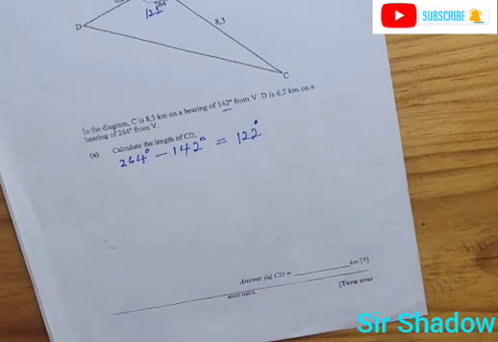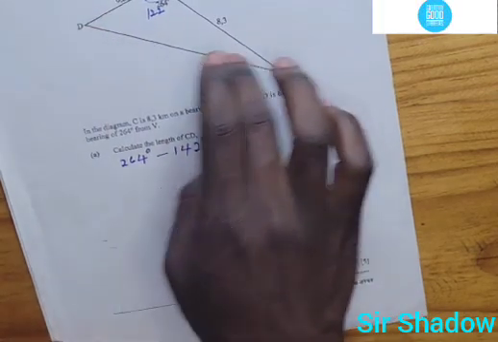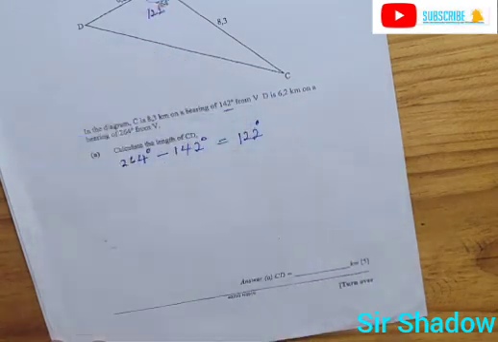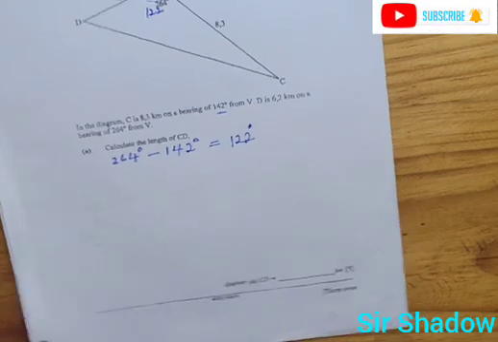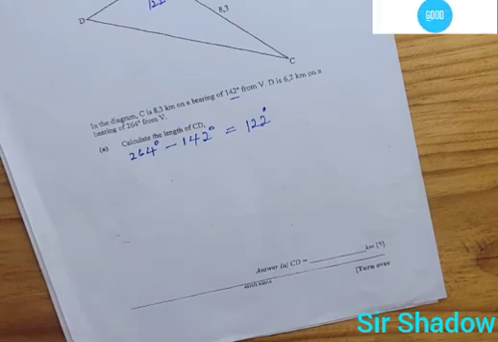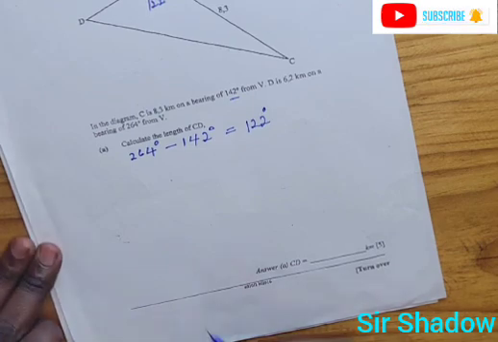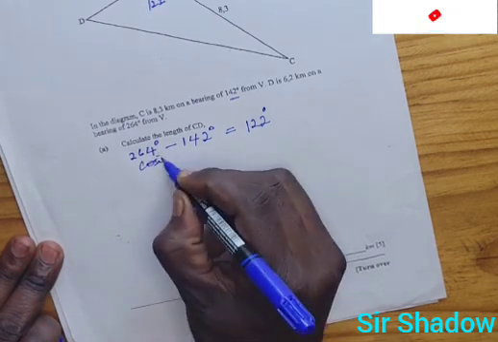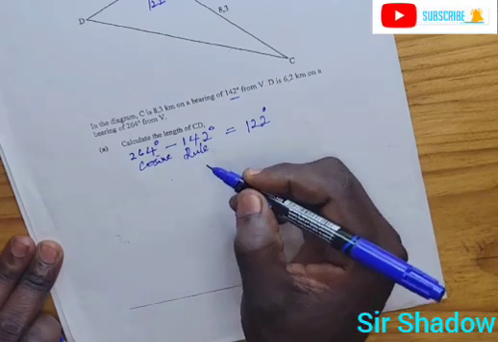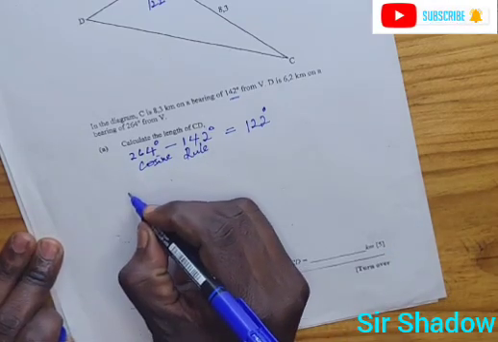We have the angle 122 degrees inside, and you want to find the length DC. Remember, we are given two sides and the angle inside. Whenever you are given two sides and the angle inside, you have to apply the cosine rule to find the length. So what is the formula for calculating the length using the cosine rule?